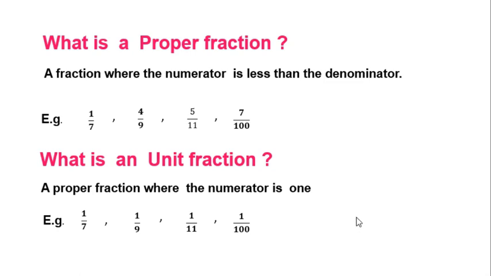What is a unit fraction? A unit fraction is also a proper fraction, but the numerator is 1. The first one is 1/7. Second one 1/9. Third one 1/11 and fourth one 1/100.